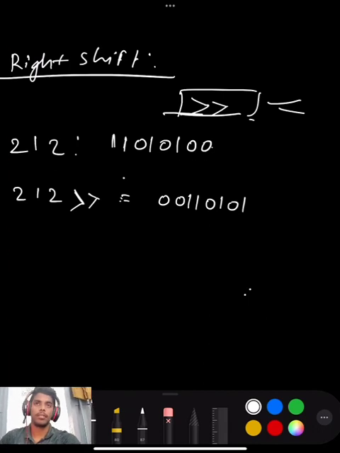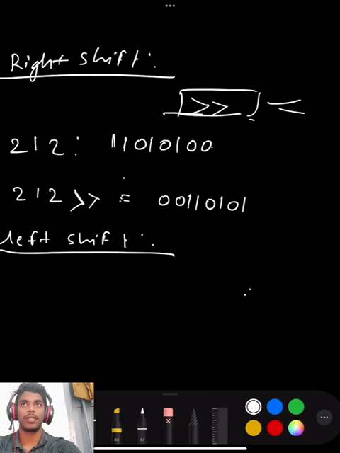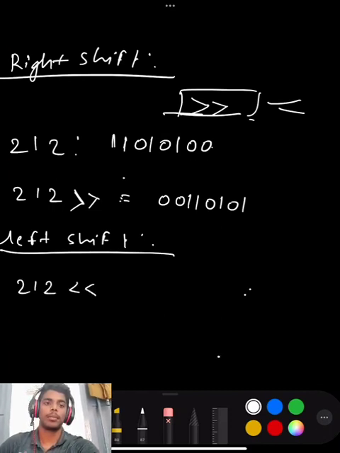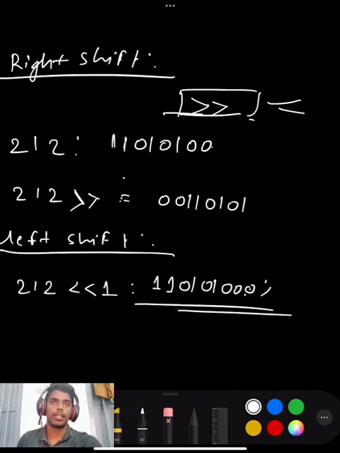Okay, like this. The left shift operator shifts all bits towards the left side by a certain number of specified bits. The bit positions that have been vacated by the left shift operator are filled with zeros. It is important, right? For left shift we will see 212 left shift. We will be having left shift by 1. We will get the answer as 1 1 0 1 0 1 0 0. Okay, these are the operators. Thank you.